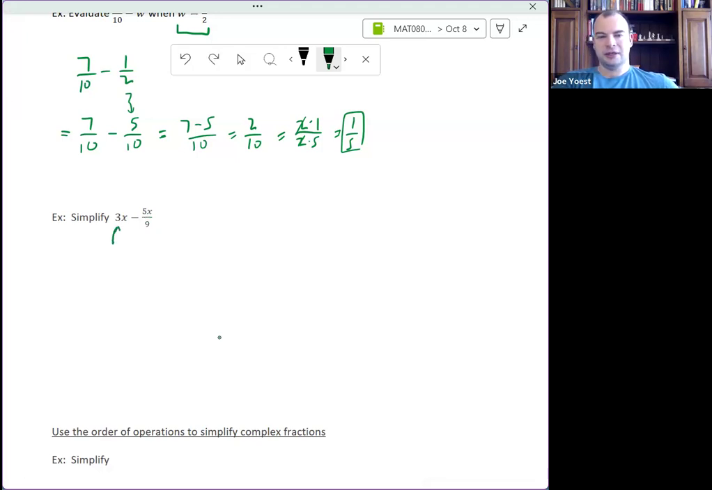So I need to convert this fraction, 3x, or what's really 3x divided by 1, into an equivalent fraction with 9 in the denominator. Right? So my goal is to get a 9 in that denominator. Well, 1 times what gives me 9? That's got to be 9. I better multiply it on the numerator as well so I don't change the value of that fraction.